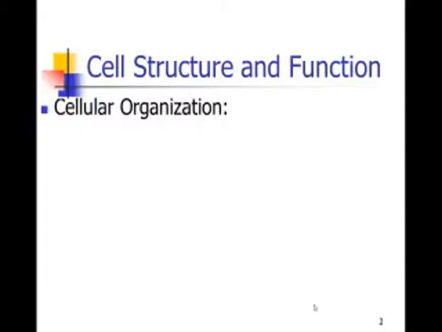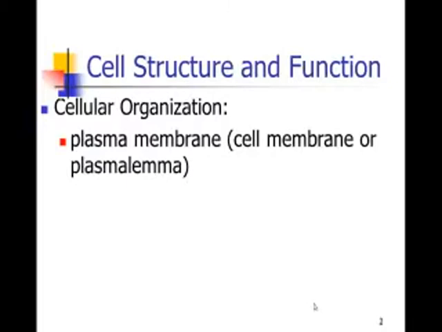about this new topic. So cellular organization. First of all, the animal cells have a plasma membrane. Sometimes it's called a cell membrane or a plasmalemma. Occasionally people talk about cell walls. Cell walls are found with plant cells, but not in animal cells. Typically cell walls are made out of cellulose.